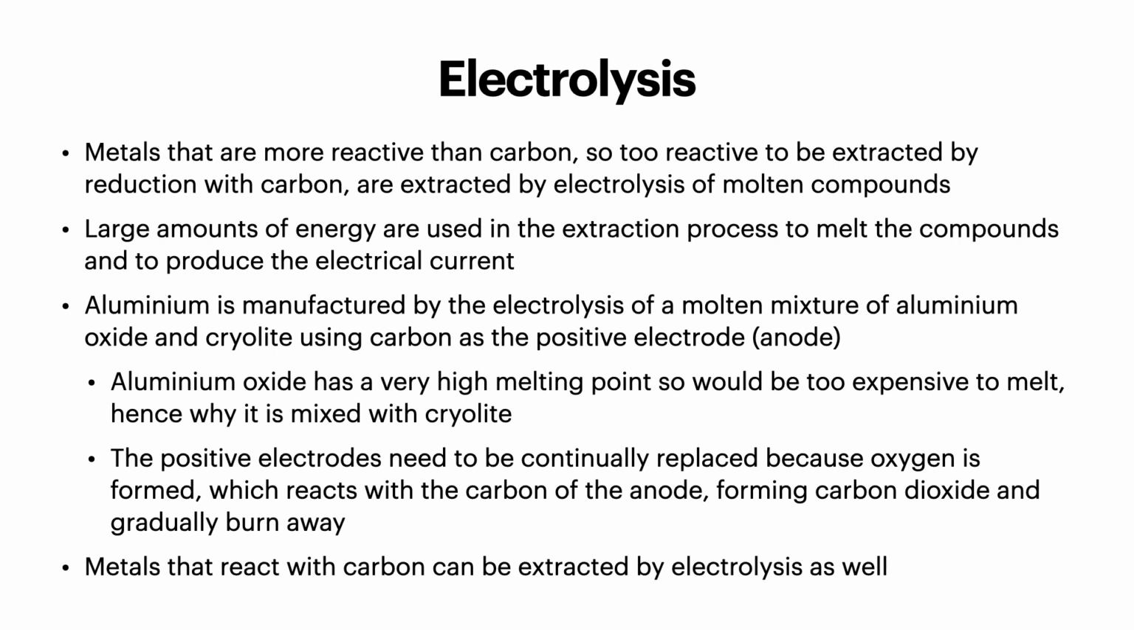Large amounts of energy are used in the extraction process to melt the compounds and to produce the electrical current. Aluminium is extracted by the electrolysis of a molten mixture of aluminium oxide and cryolite using carbon as the positive electrode. This is because aluminium oxide has a very high melting point, so it would be too expensive to melt, hence why it's mixed with cryolite. The positive electrodes need to be continually replaced because oxygen is formed, which reacts with the carbon of the anode forming carbon dioxide, and it will just gradually burn away. Metals that react with carbon can be extracted by electrolysis as well.